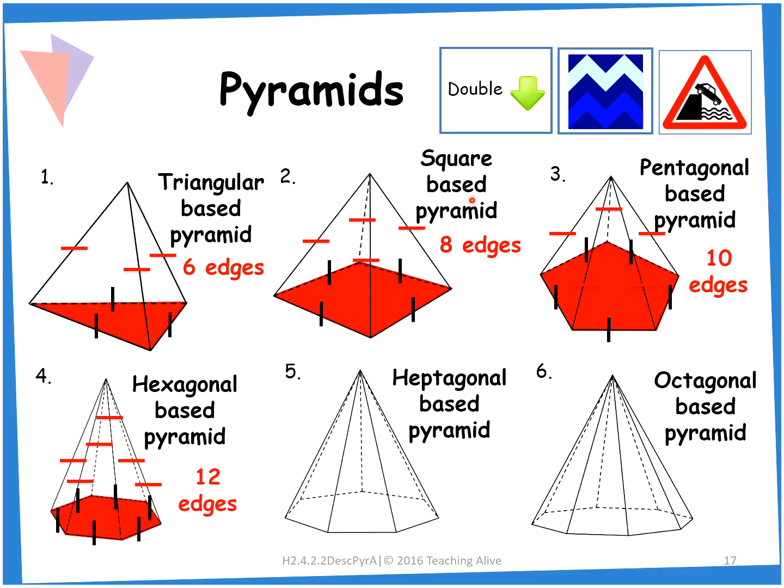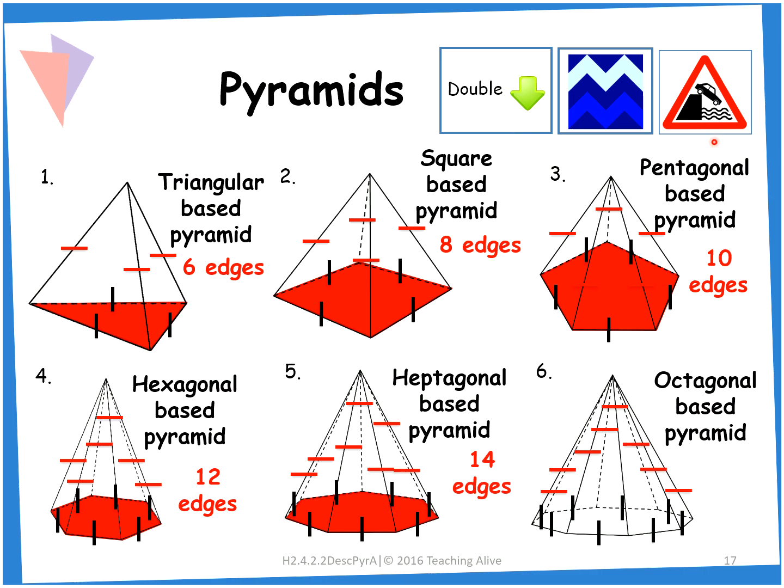Our heptagonal based pyramid, add in our edges, but let's just put in our base face shape sides. 7, double 7 gives 14 edges. And number 6, octagonal base pyramid, there's our edges, there's our base face shape. 8 sides, double 8 gives 16 edges altogether.